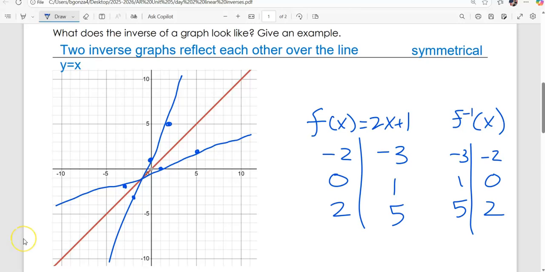All right. So look. Now, I drew a very horrible, ugly, crooked line. Okay, I admit it. It looks bad. But if it looked nice, it would be symmetrical across y equals x right here. Okay?